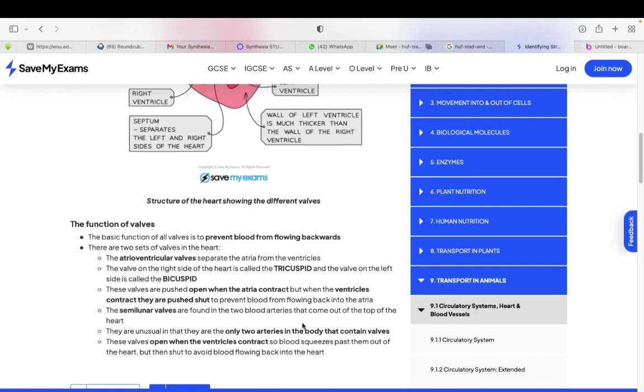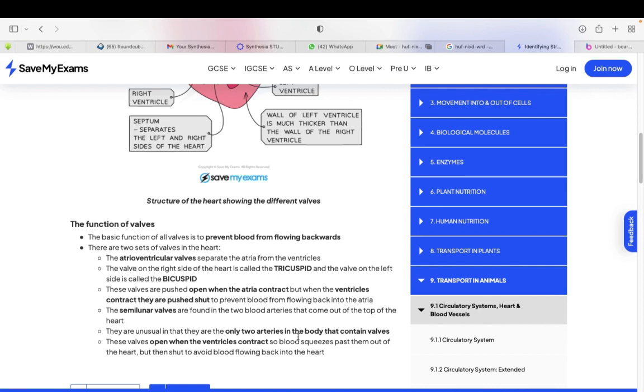One of them is going to the aorta, the biggest artery that connects to the rest of the body. It takes the oxygenated blood pumped from the left ventricle to the rest of the body and gives oxygen and nutrients to every cell in our body. Okay, so that is one of them. The second one goes to the other blood artery, called the pulmonary artery.